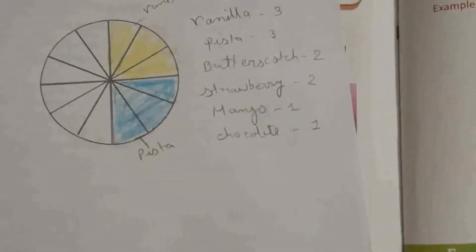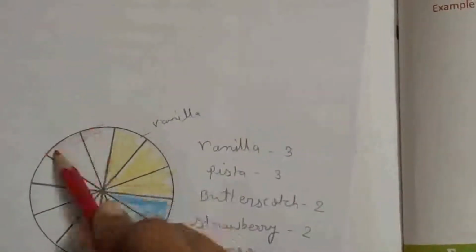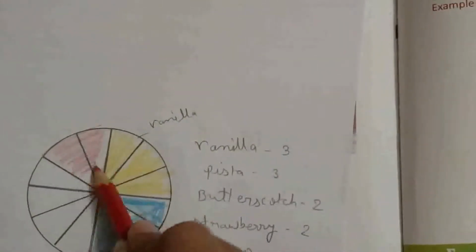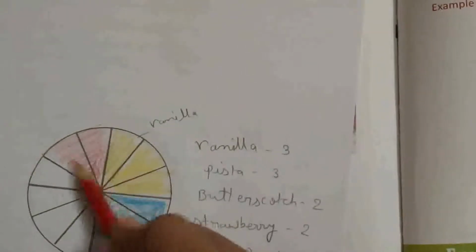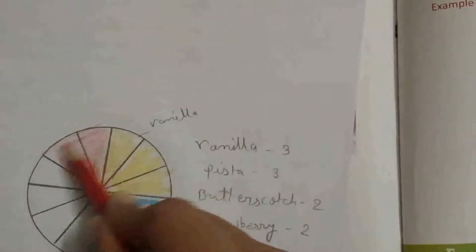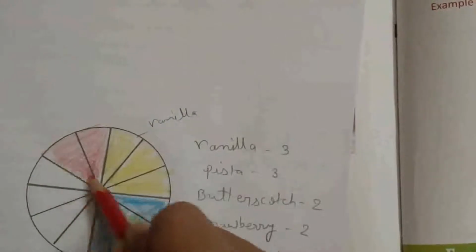Now the next one is butterscotch. So I will draw here butterscotch. It means a total of 2 parts, right? So I will draw here 2 parts for butterscotch.